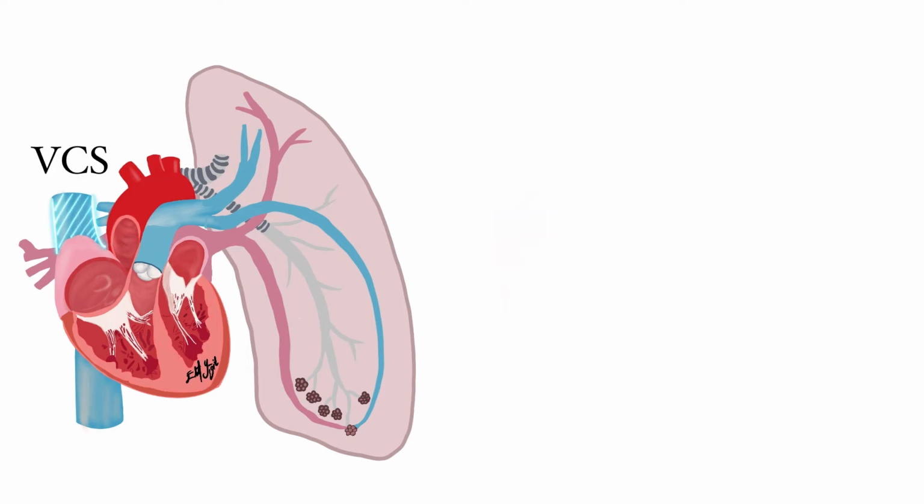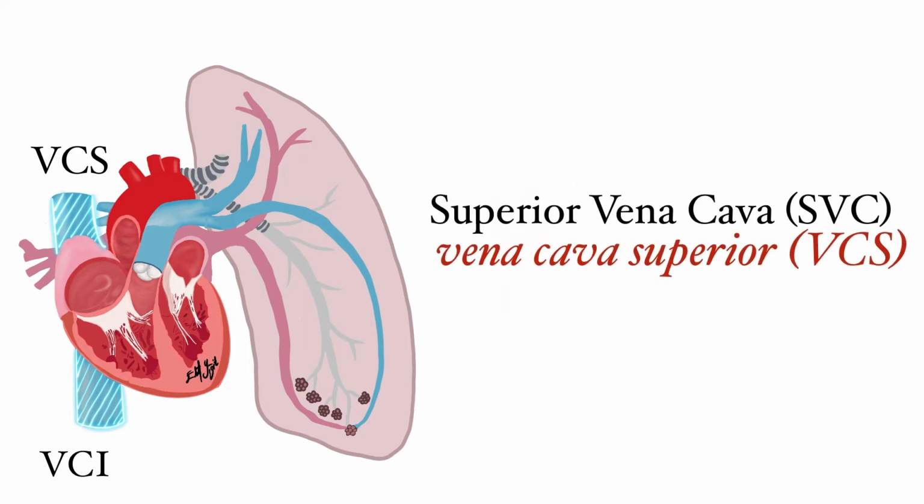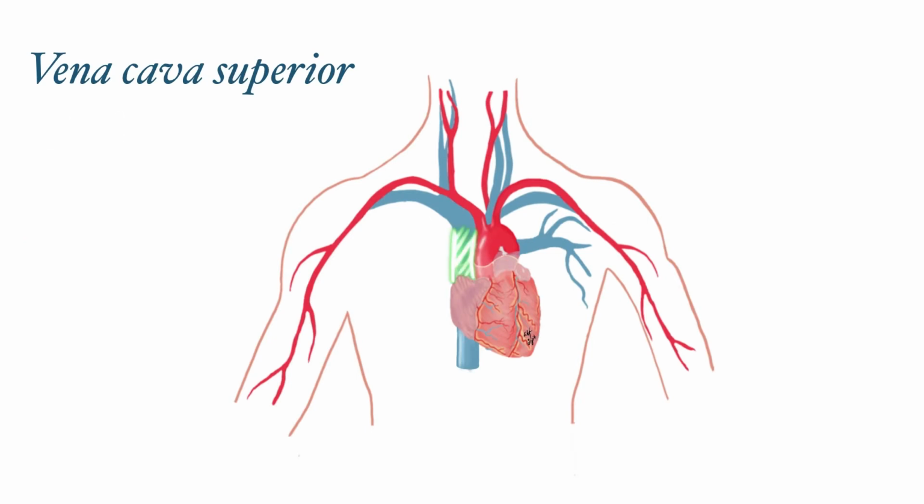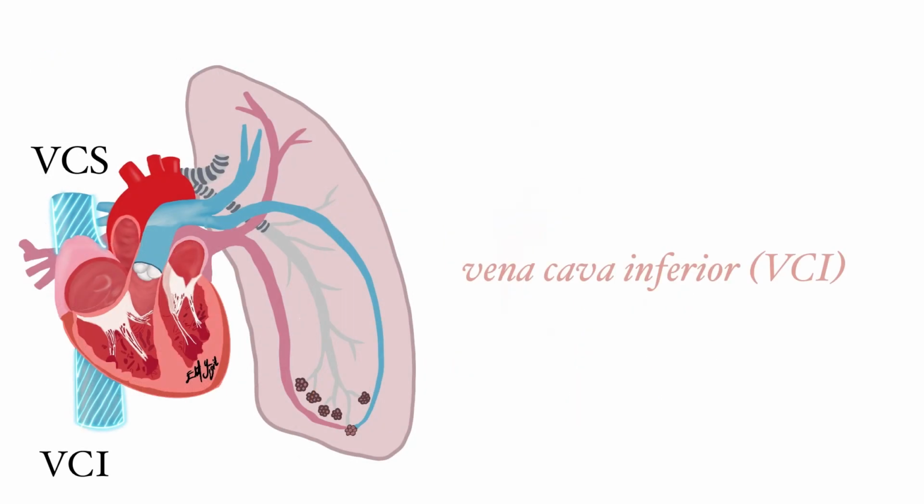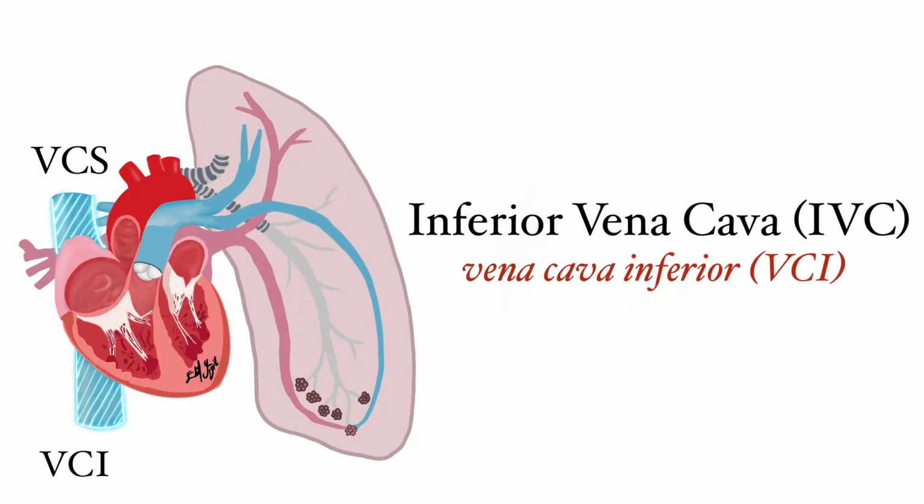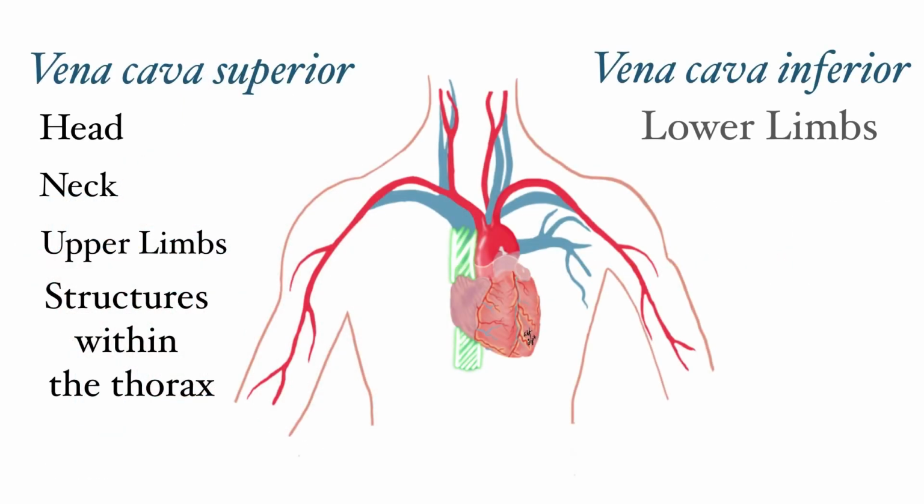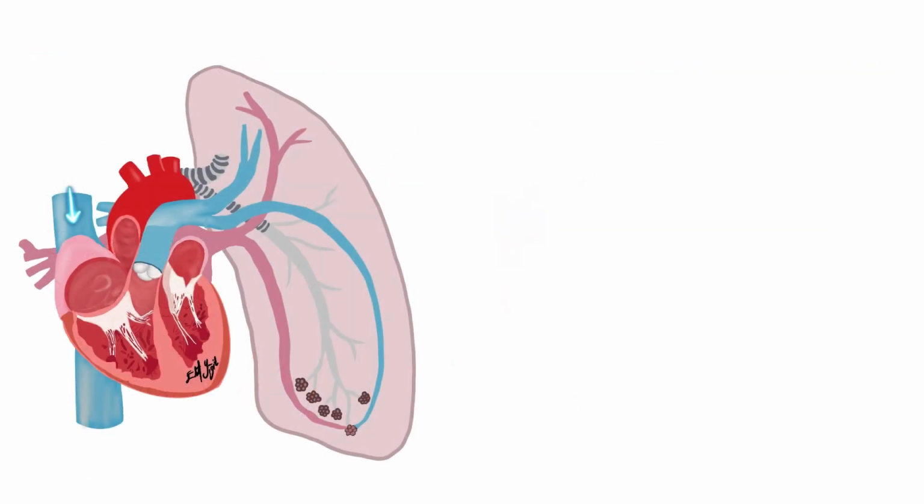These are vena cava superior, in other words VCS, and vena cava inferior, abbreviated as VCI. These are Latin nominations of these veins. Vena cava superior, or superior vena cava, or SVC, brings deoxygenated blood of the head, neck, both upper limbs and from structures within the thorax. Vena cava inferior, or inferior vena cava, or IVC, transports deoxygenated blood from the lower extremities and abdomen back to the heart. Superior means upper, basically venous blood of the upper part of the body is brought back by vena cava superior. And inferior means lower, so venous blood of the lower part of the body is brought back by vena cava inferior.